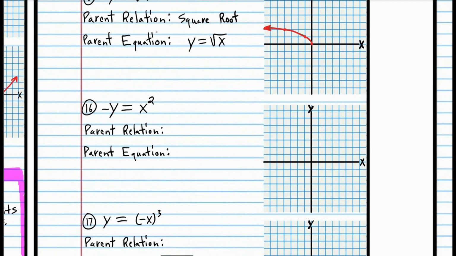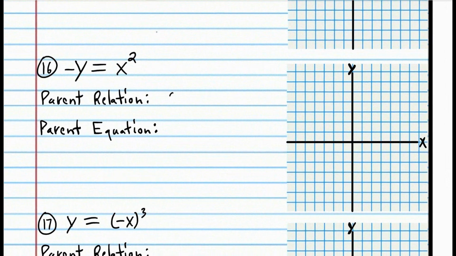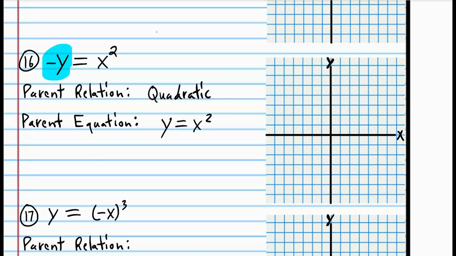So let's try another one of these problems. The parent relation is obviously the quadratic relation because we have a square. The parent equation is y equals x squared. But now we have something different here. We have a negative y. We're putting a negative in front of the y. Instead of the green y here, we have the blue negative y. So what does that do? Well, it reflects across the x-axis. So if you draw your basic graph, you don't have to do this. You only have to draw the reflected graph. But if you draw your parent graph, it looks like that.